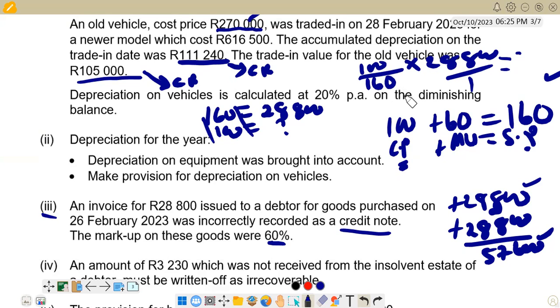But basically, alternatively, you can just say 100 over 160 times 28,800, and when you do this, you get 18,000. But this 18,000, you then multiply by 2, because it's a double effect, and you get 36,000. Or we can just say 100 over 160 times 57,600. Then you get 36,000. So this 36,000 is the one that is going to increase the cost of sales.